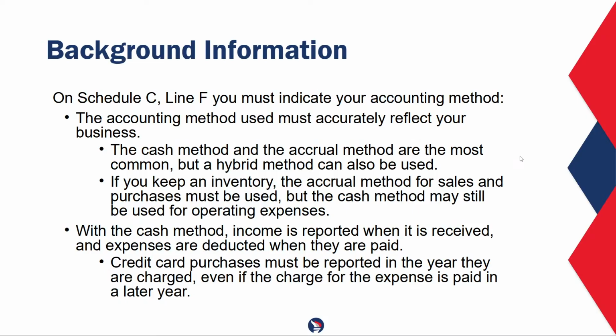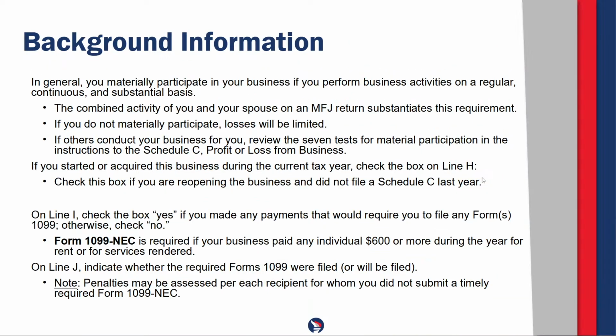Schedule C, line F, to indicate your accounting method, whether you do cash, which is most of the people, or whether you do accrual. And I'm not getting into the difference between the two. If you materially participate in your business, or if you perform business activities on a regular, continuous, and substantial basis, are you participating in the business, or are you just getting kicked? I'm a member of the business, but I really don't have any say in it. Well, if that's the case, if the business is losing money, you're going to be limited. And different rules, different situations.